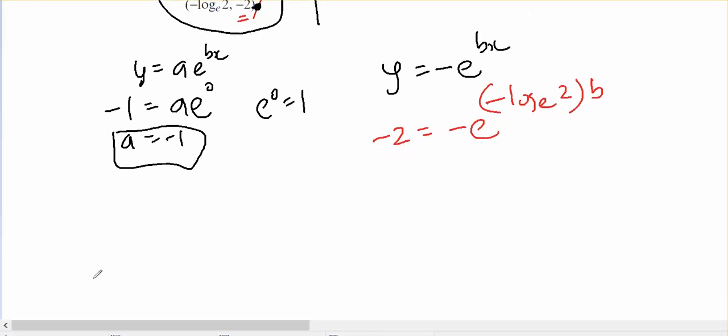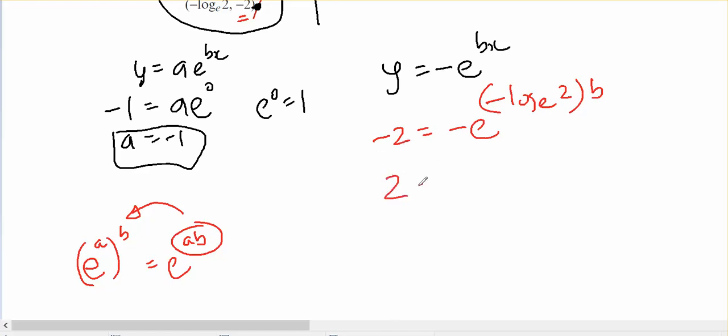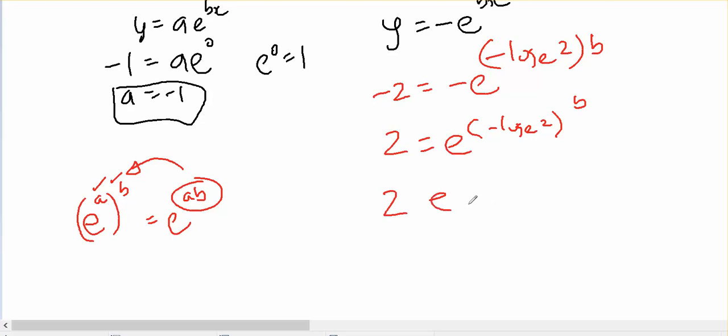Okay, I have a rule which tells me that e to the a raised to the b equals e to the ab. So I could work backwards from this rule by separating my products into two particular powers. First off, I'm going to multiply both sides by -1, so 2 equals e to the minus log base e of 2, to the power of b, like this, which means that I can multiply them, which is what this would be.